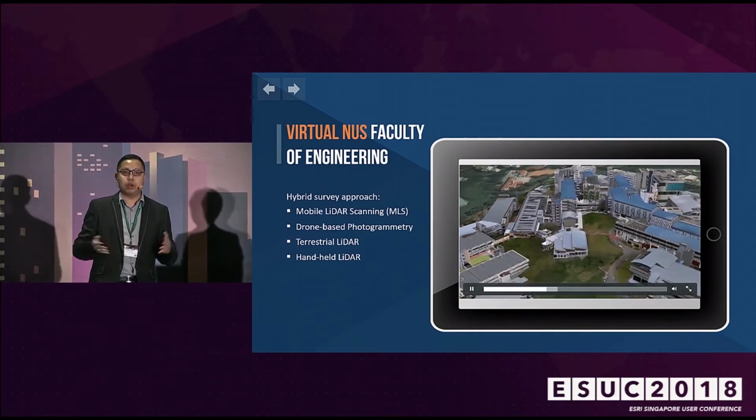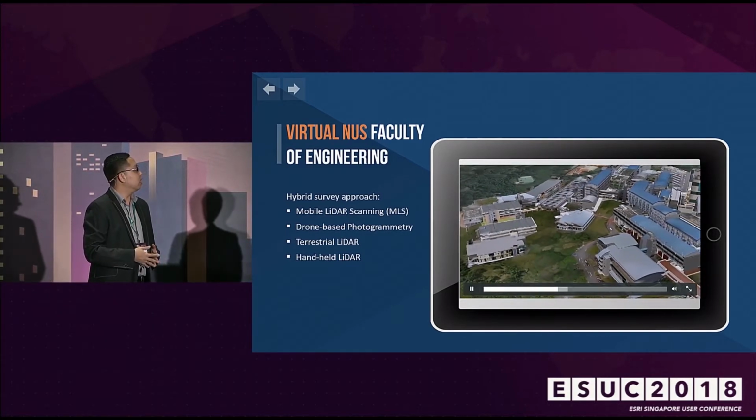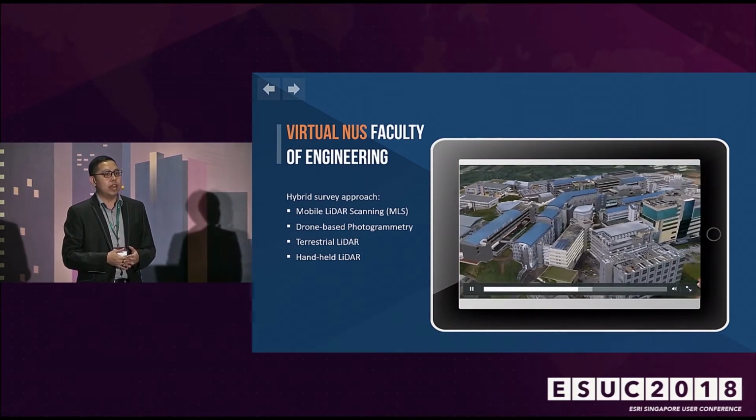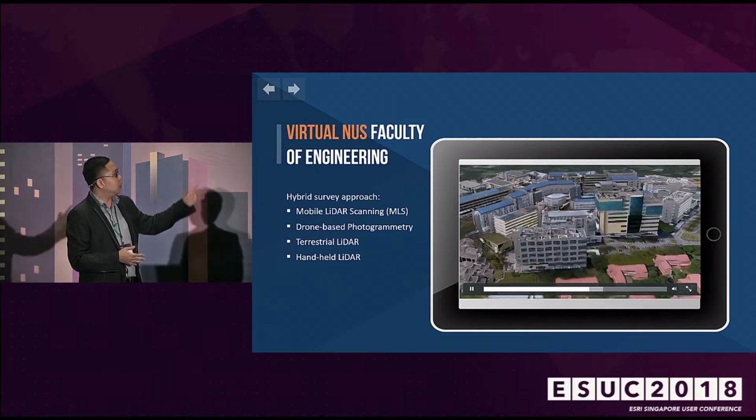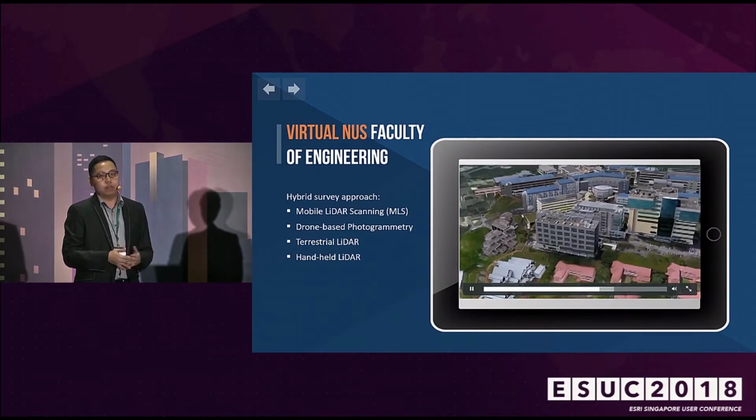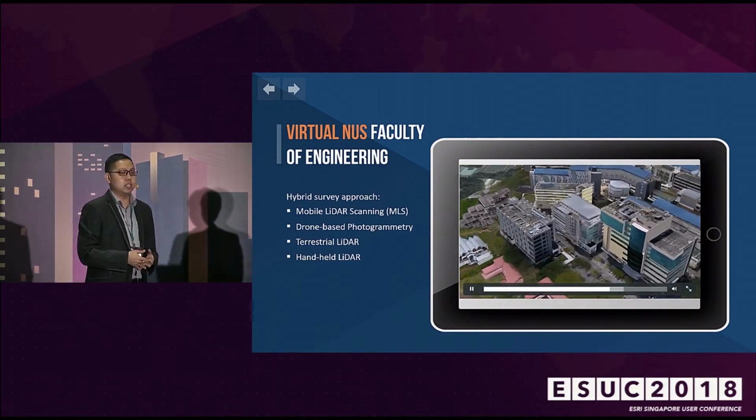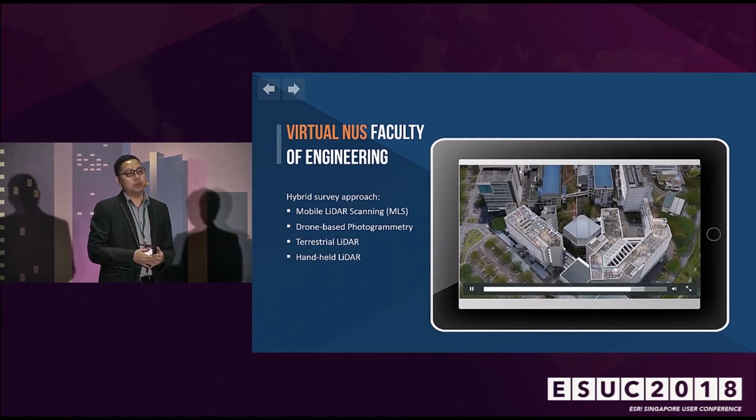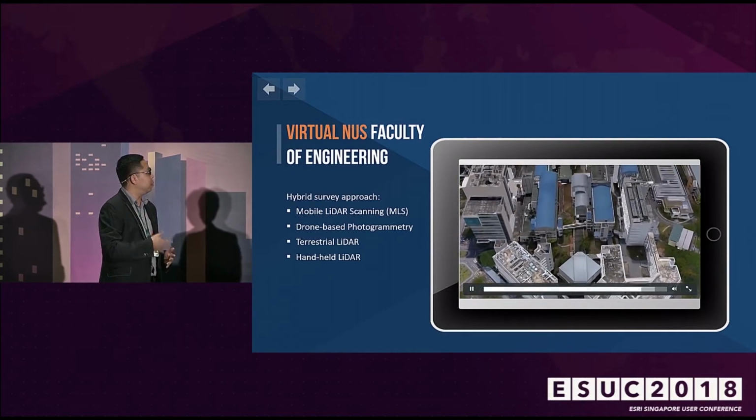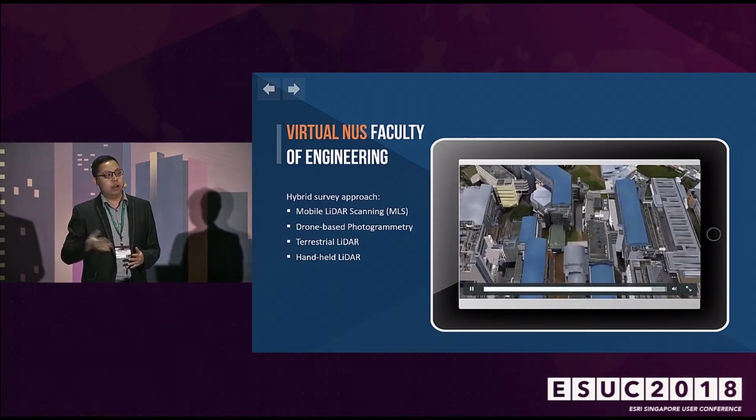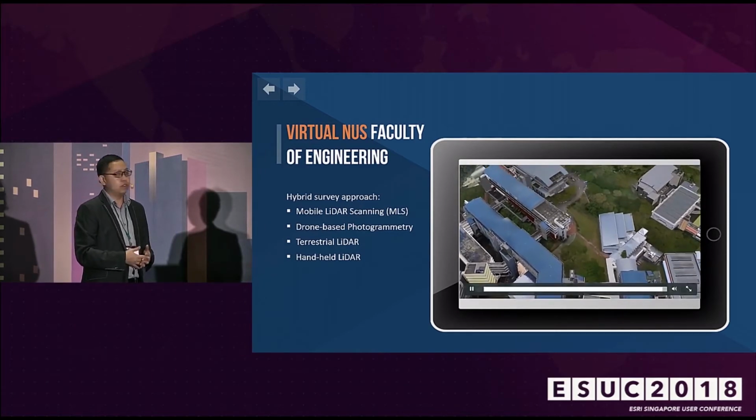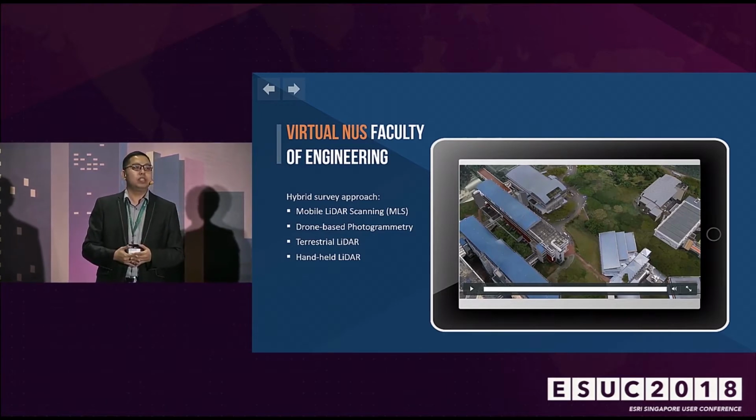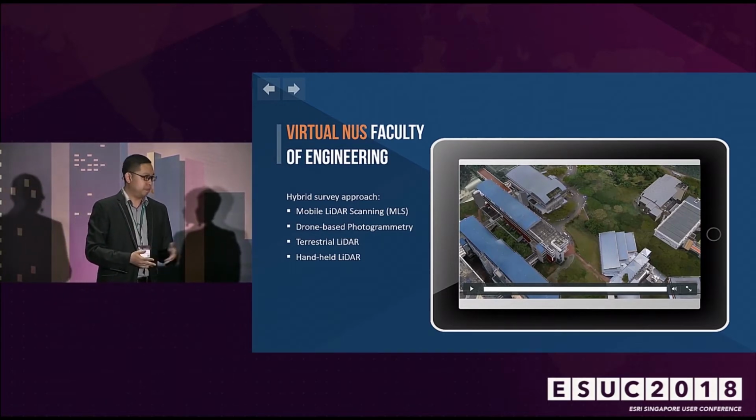NUS is almost 2 kilometers wide, corner to corner, and our campus consists of the Cambridge campus, the university town, and the Bukit Timah campus. What you are looking at on the screen now is a view of the virtual NUS 3D models and terrain from our virtual NUS platform. So we use a hybrid of multiple approaches, including LiDAR scanning, both handheld, tripod-based, or car-mounted, and even drone-based photogrammetry, whereby we perform computer vision to actually derive the 3D point cloud from drone photographs.